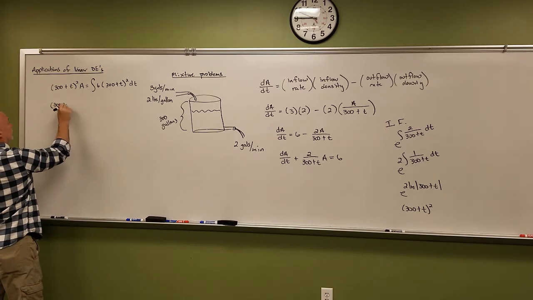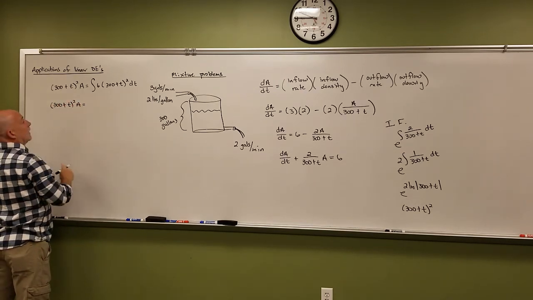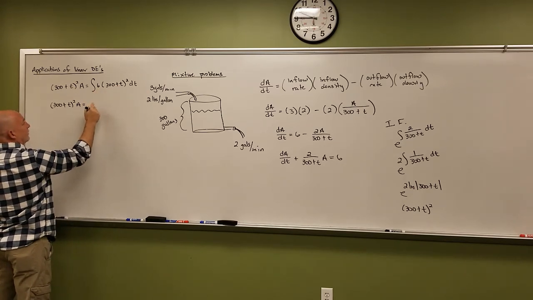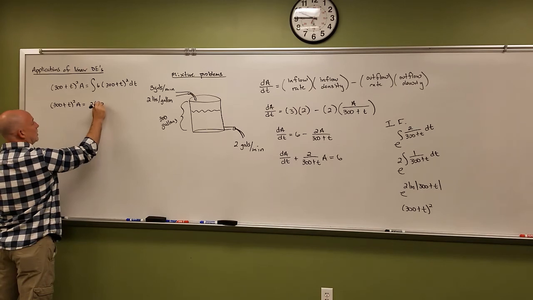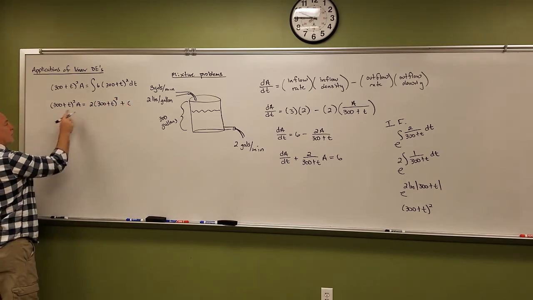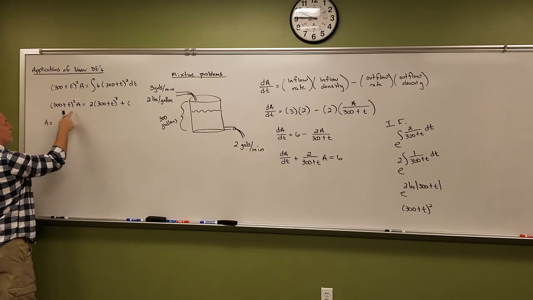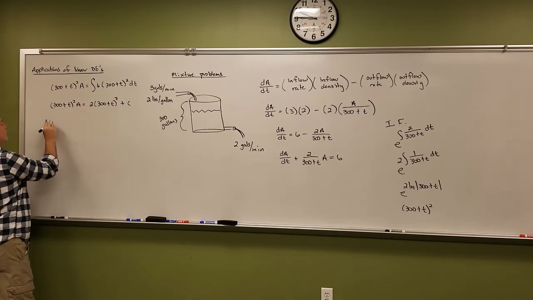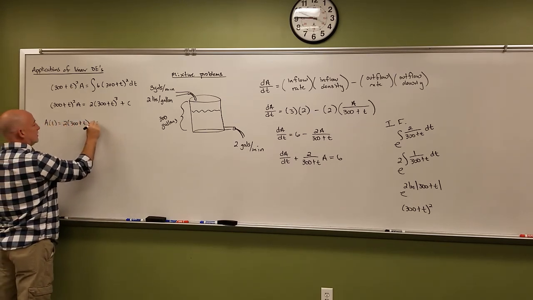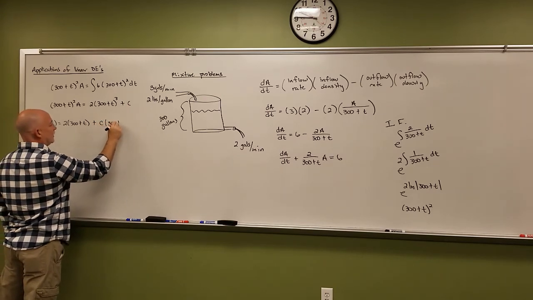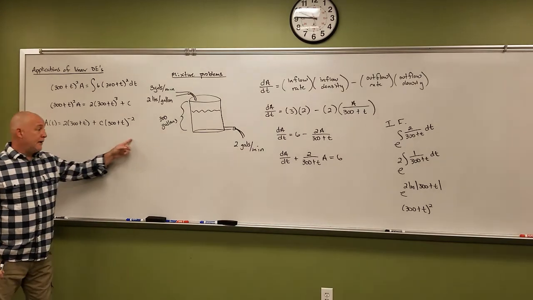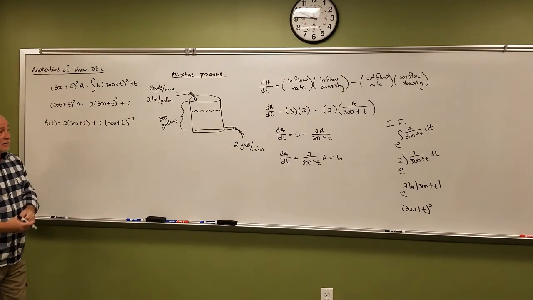So this is 300 plus t squared A. U substitution, that just ends up being u squared, so adding on the power, divide by the power, so divide by 3, so it's 2, 300 plus t cubed plus some constant. Now, of course, to solve for A, all I'd have to do is divide through by this. So my A of t would be 2 times 300 plus t plus c times 300 plus t to the negative 2. Okay, so there's basically our answer, but we still have an arbitrary constant here.